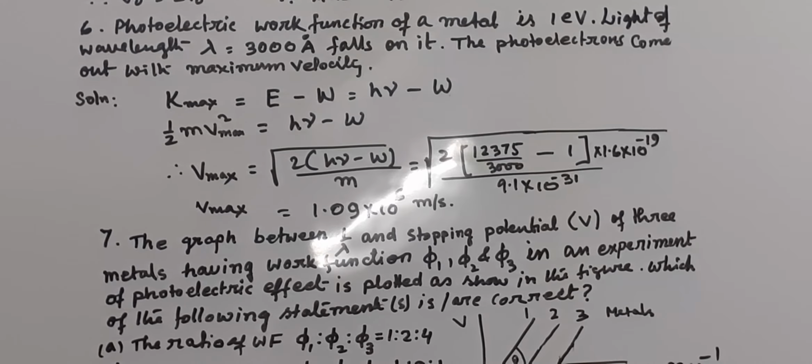Now, next question, question number 6. Photoelectric work function of a metal is 1 electron volt. Light of wavelength 3000 angstrom falls on it. The photoelectrons come out with maximum velocity. You have to find the velocity by using kinetic energy max equal to E minus W, h nu minus W. From here, V max is root under 2 into (h nu minus W) divided by m. So, calculation can give us velocity, that is 1.09 into 10 to the power 6 meter per second.